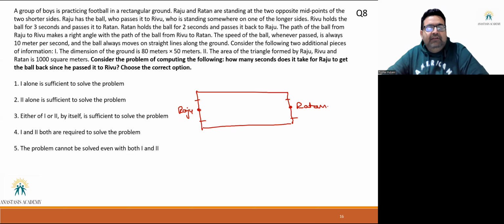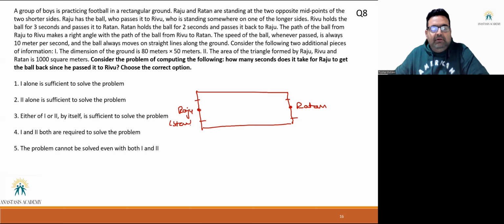Right. After that, Raju has the ball. So he has the ball to begin with. So our process will start from Raju, who passes it to Rivu. So Rivu is standing somewhere on one of the longer sides. So let's say this is Rivu. It's not necessarily the midpoint, standing somewhere on the long side.